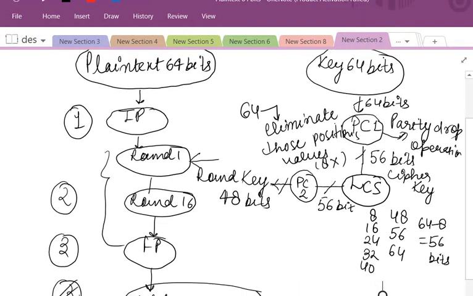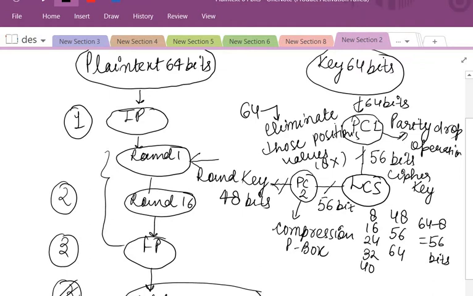This permutation choice 2 contains a compression P box. This compression P box is used to reduce the 56 bit value into 48 bits. After the reduction, a round key of 48 bits will be provided to each round. So that is the procedure of the key generation algorithm. I think it is very clear to all of the students. So my key generation algorithm is over.